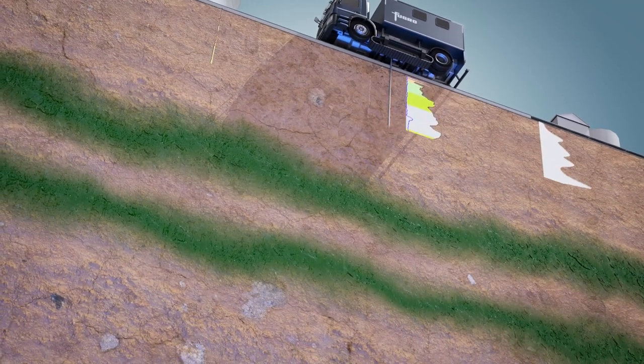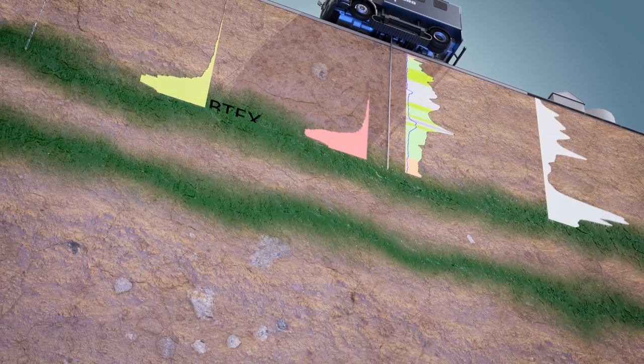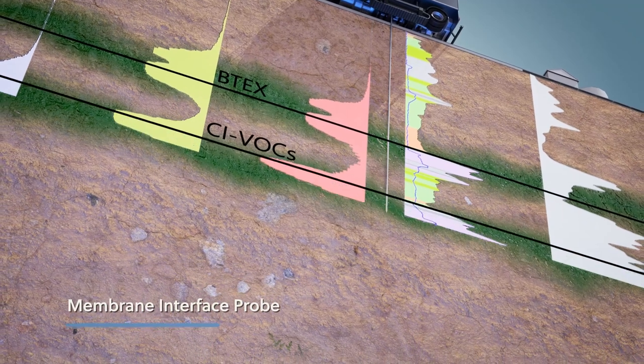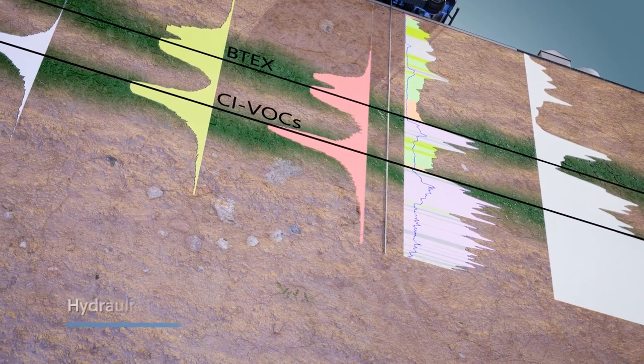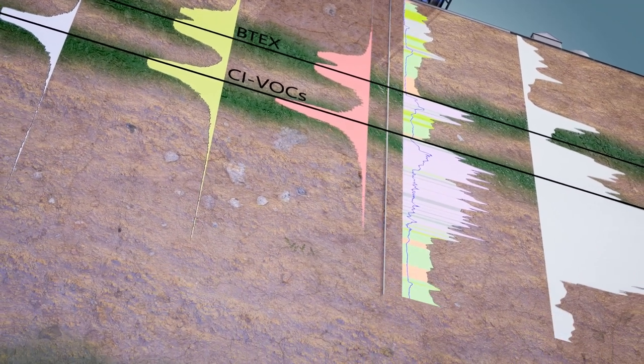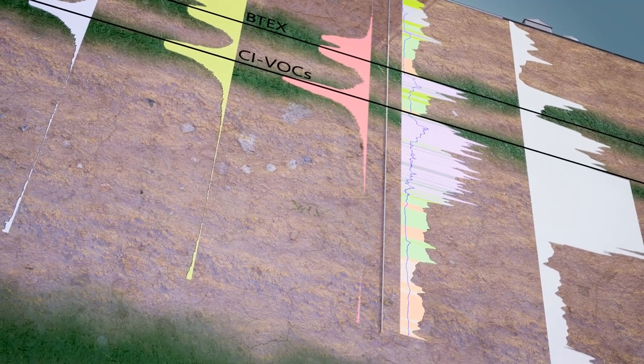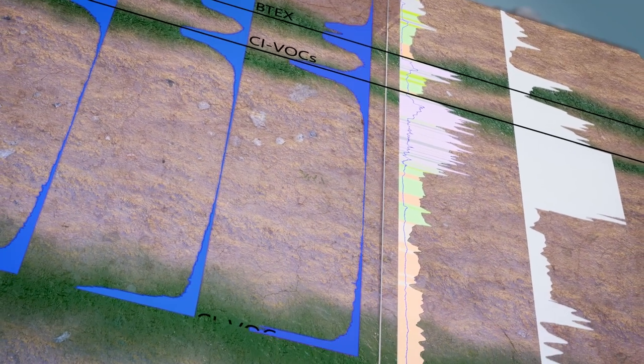Volatile contaminants such as fuels or solvents are detected by the membrane interface probe. Along with hydraulic profiling, it provides, in only one push, a high-resolution structuring of the underground to determine contamination, lithology, and geotechnical parameters and hydraulics.